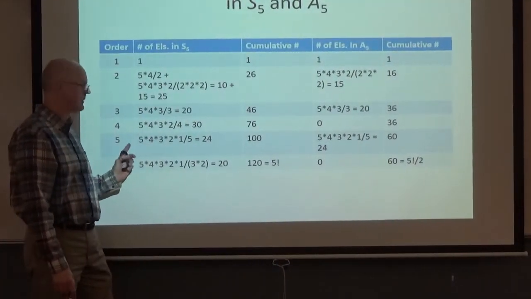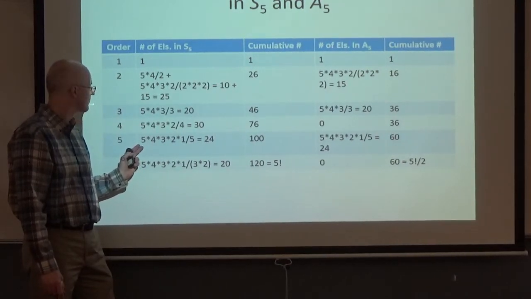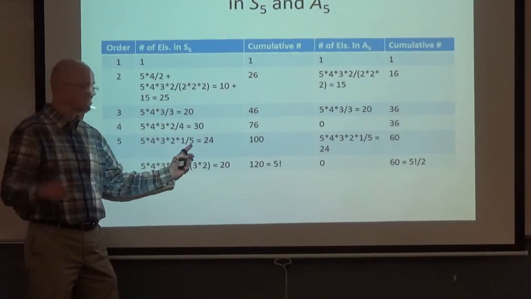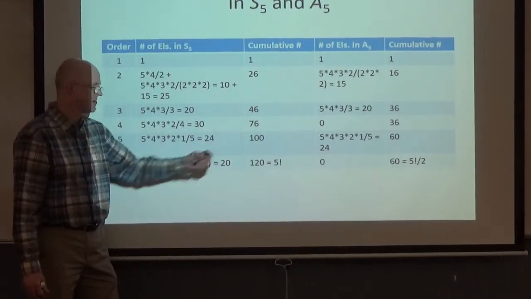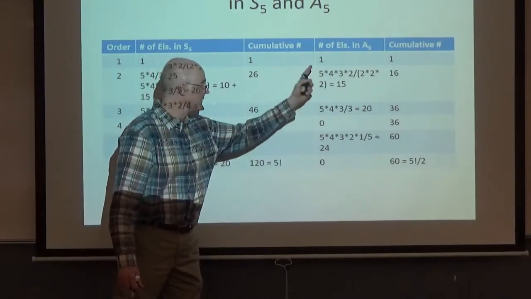5 cycles are the only ways of getting elements of order 5 in S5. Number of different 5 cycles by analogous logic is this, which is 24. We're up to 100. 5 cycles are even permutations, so those 24 are also in A5.